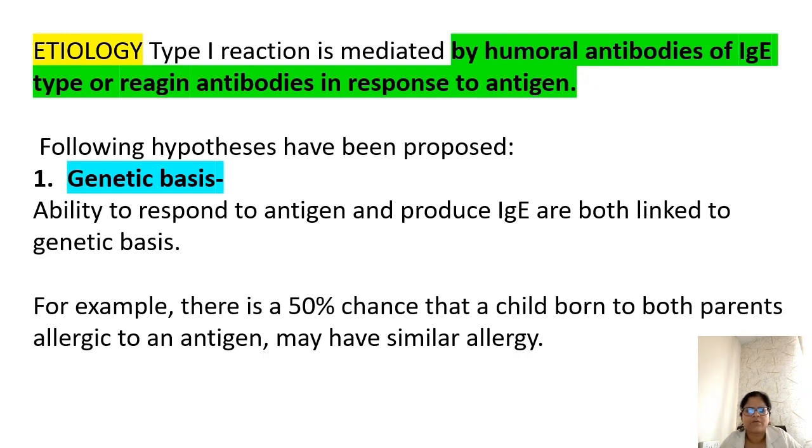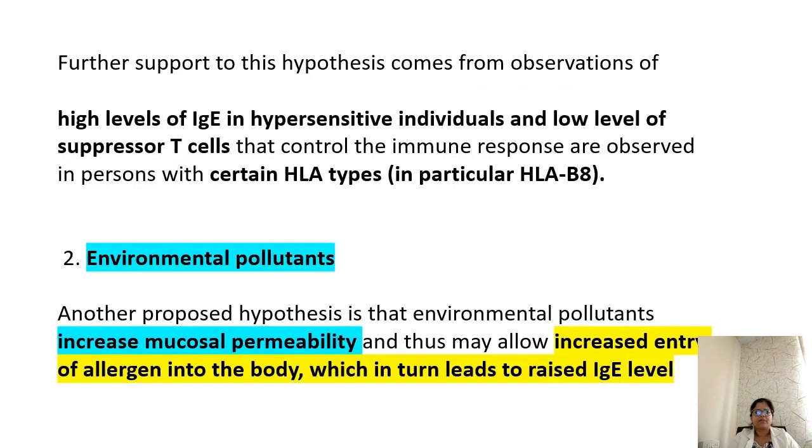The following hypotheses have been proposed for this type of hypersensitivity reaction. The first is a genetic basis. The ability to respond to an antigen and produce IgE antibodies are both linked to the genetic basis. For example, there is a 50% chance that a child born to parents who are both allergic to an antigen may have a similar allergy. Further support for this hypothesis comes from the observation that higher levels of IgE in hypersensitive individuals, and low levels of suppressor T cell activity, which would control the immune response, are seen in persons with certain HLA types, especially HLA-B8.